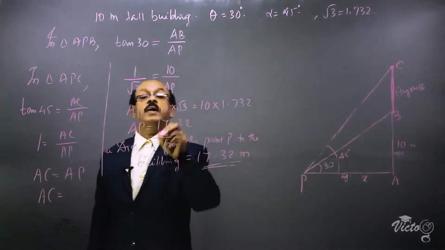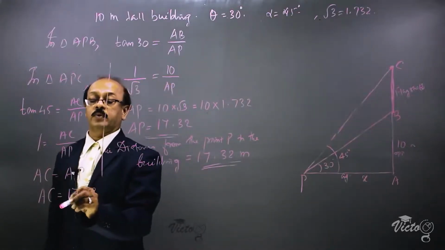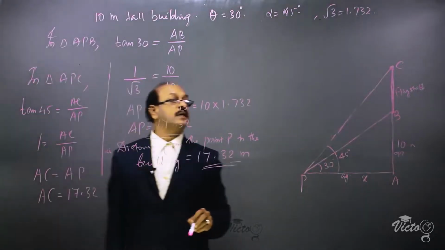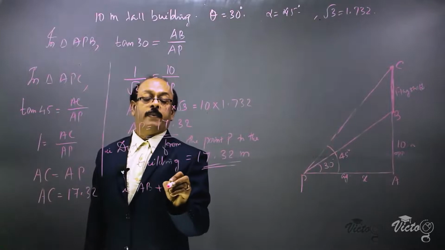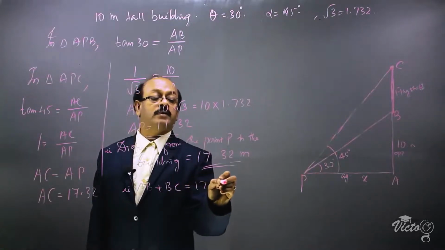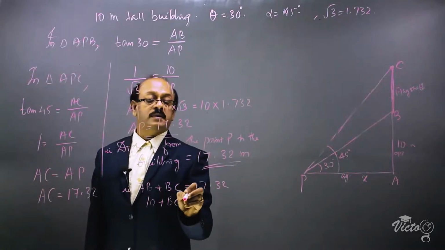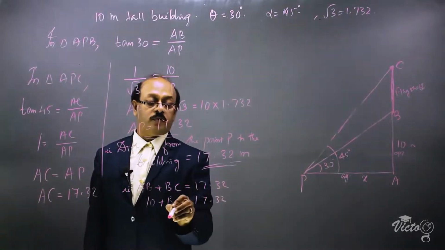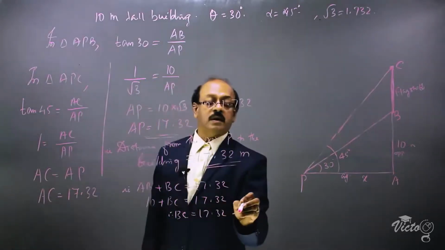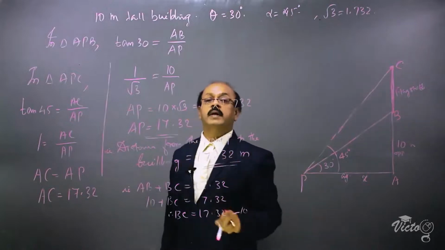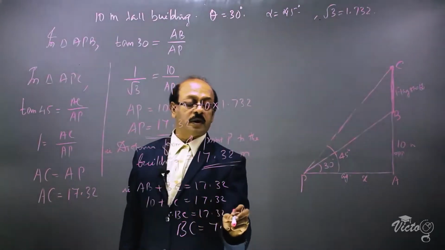We had to find the value of AP. It is 17.32. We know the value. That is AC, means AB plus BC. That is AB plus BC is equal to 17.32. That means 10 plus BC is equal to 17.32. Therefore, BC is equal to 17.32 minus 10. We are subtracting 10 from 17.32. BC is equal to 7.32.